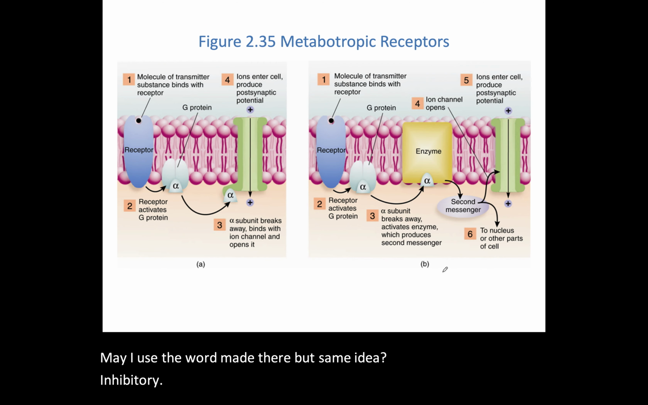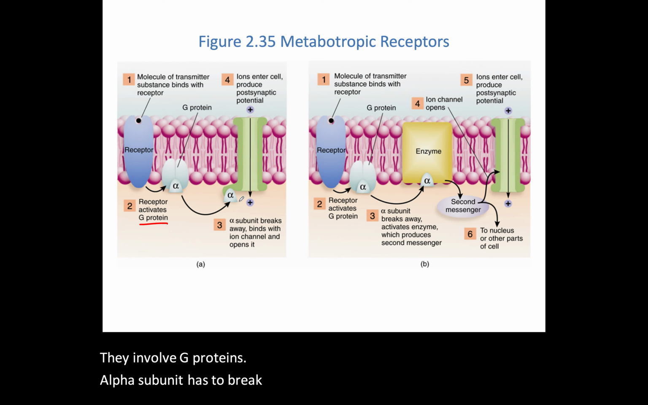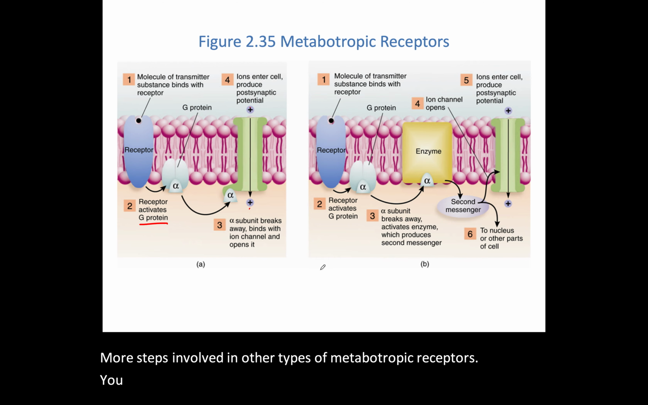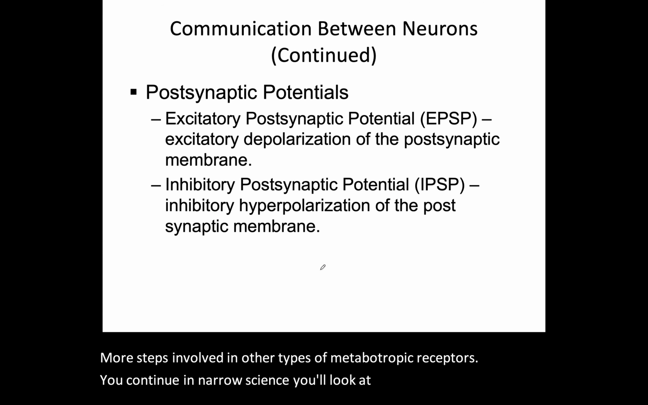Now, metabotropic receptors are far more involved. They involve G proteins. The alpha subunit has to break off, and then an ion channel is opened. And then there are even more steps involved in other types of metabotropic receptors. If you continue in neuroscience, you'll look at this much deeper.